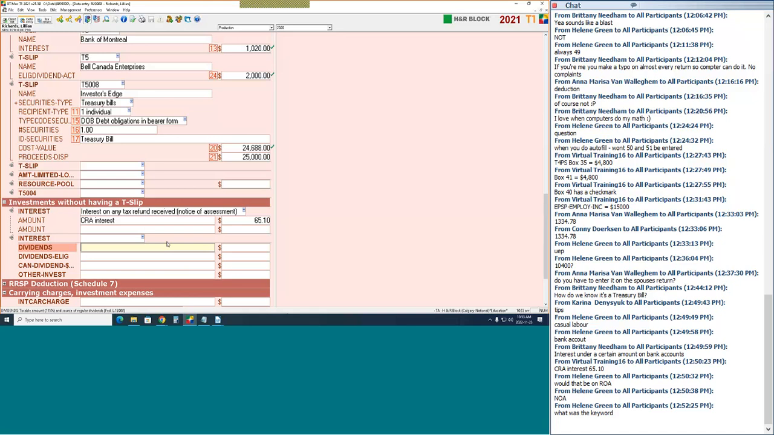So yes, we do have the ability to have foreign investment income as well, or foreign dividends that are not reported on a slip. If that is the case, I would say go find a specialist because we don't cover it in this course. It gets messy when you get into foreign tax withheld.